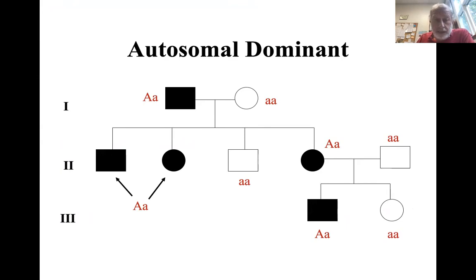And defective people have to be big A, little a as well, because they get the big A from their dad, which gives them the disorder, and then the other allele has to be from the mom, and that's, of course, little a. So the last daughter there is big A, little a, and then her son that has it has to be big A, little a as well, because his father is normal, little a, little a.